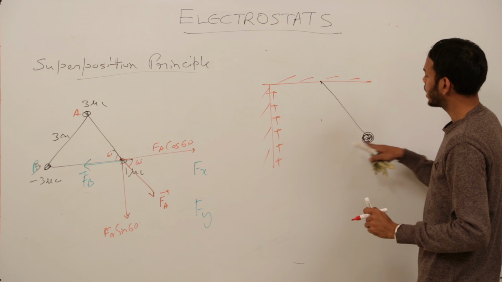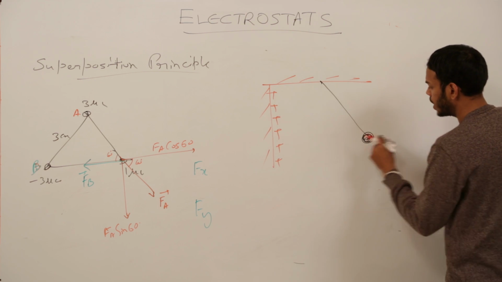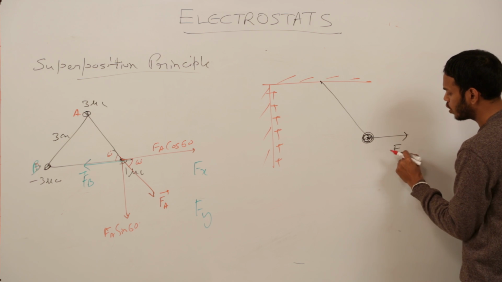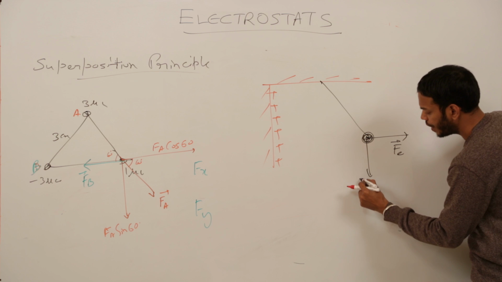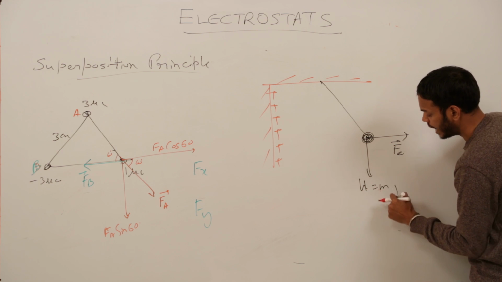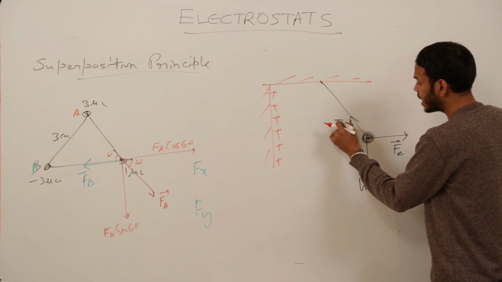What are the forces acting on this ball right now? Number one, the force of repulsion. This is electrostatic force of repulsion. Number two, the weight, which is equal to mg. Number three, the tensional force, the tension T in the thread.